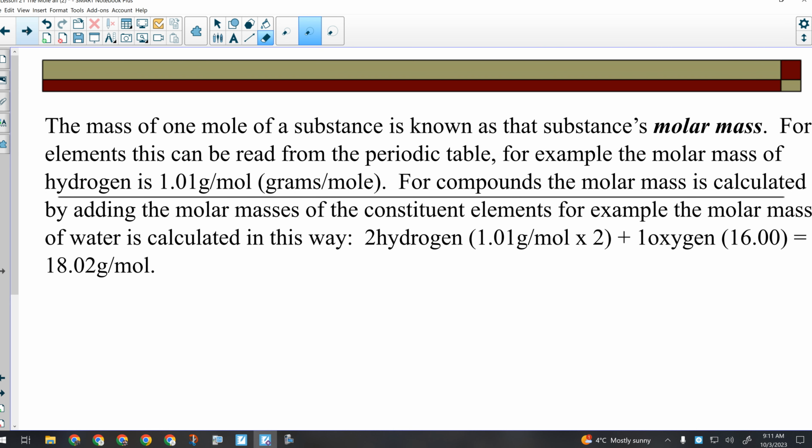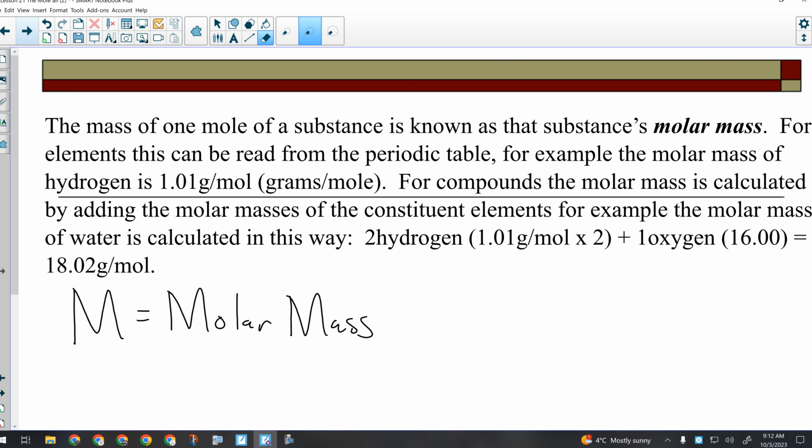So, one of the things in the mole equation, big M, stands for molar mass. It is the mass of 1 mole, or 6.02 times 10 to the 23 particles of that particular material. If you're dealing with an element, you just read that number directly off the periodic table. If someone says, what's the mass of 1 mole of magnesium, you would say 24.31 grams.